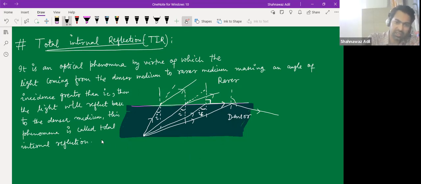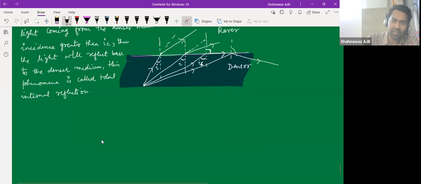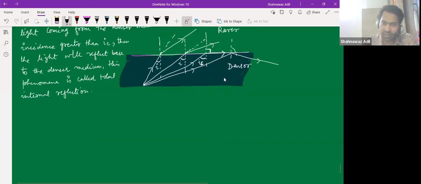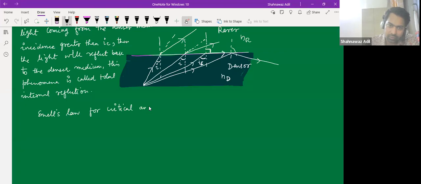So what is the condition, or what is the critical angle? Let's say this is the denser medium. The refractive index of the denser medium is N, and this is the rarer medium, so the refractive index of the rarer medium is R. If we write Snell's law for the case of critical angle, this would be how much?